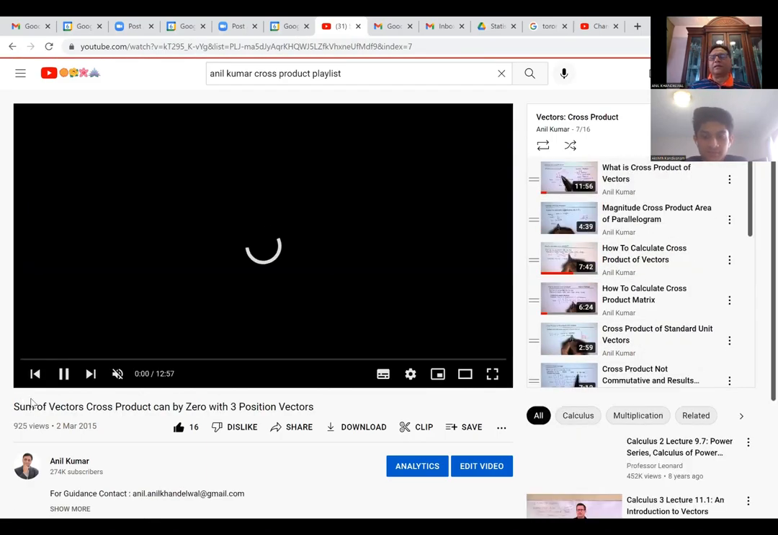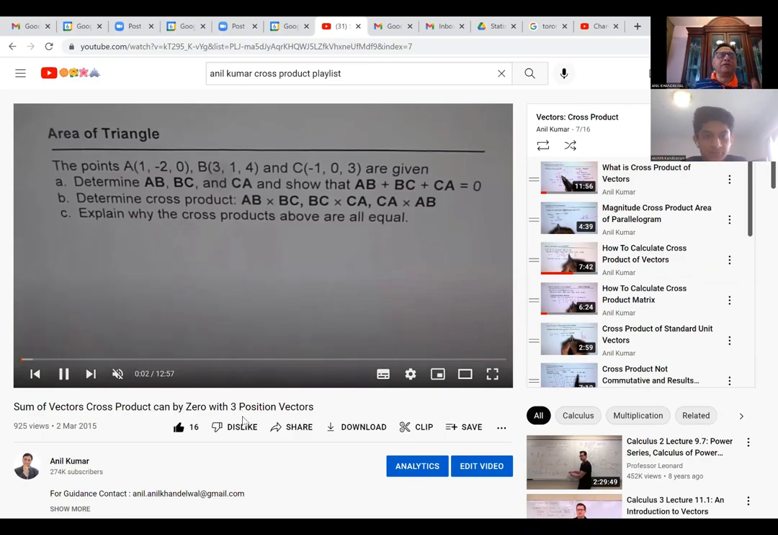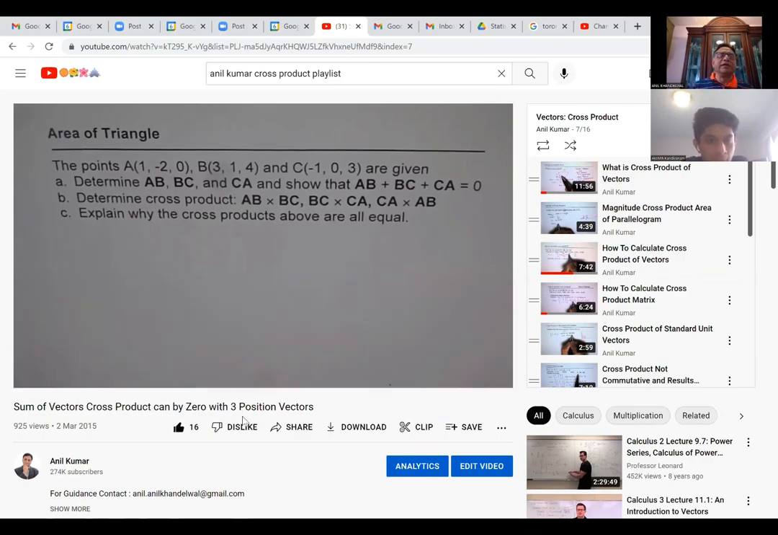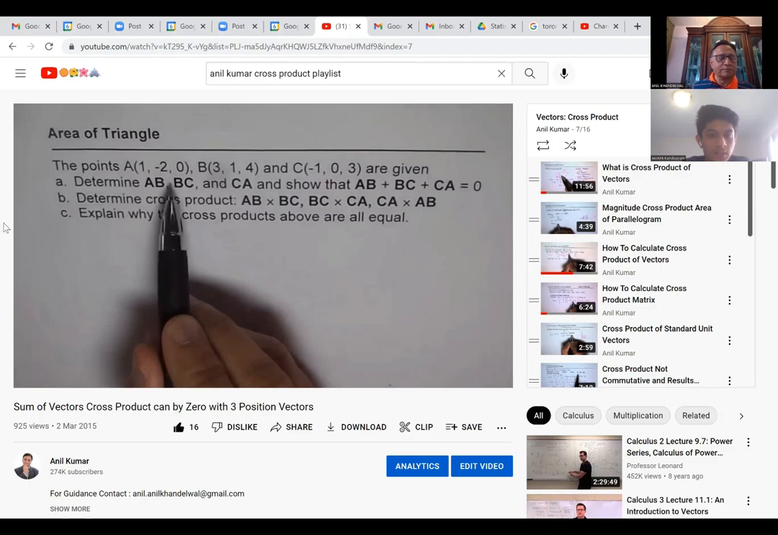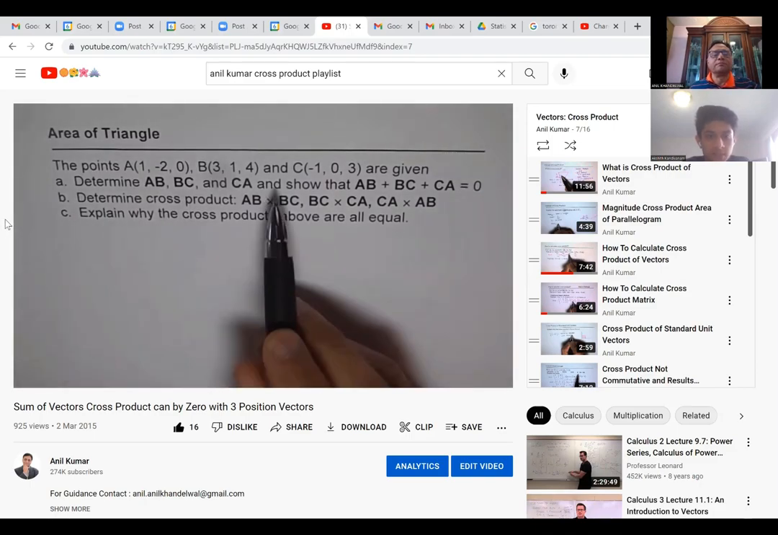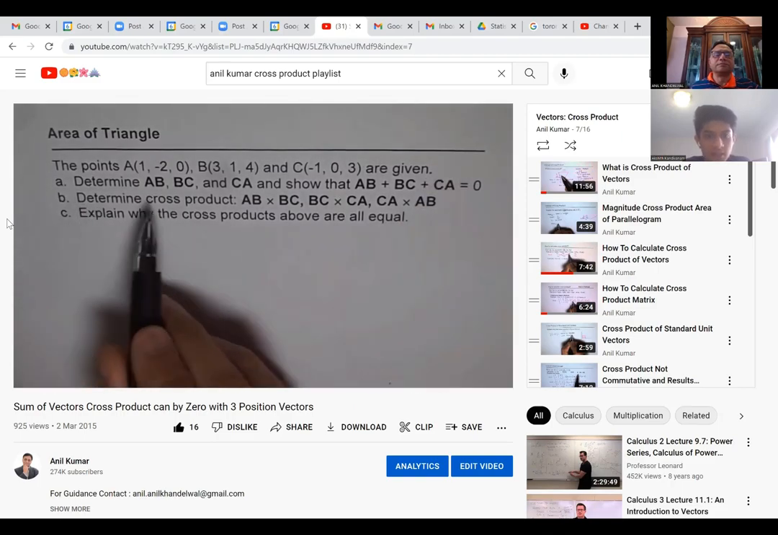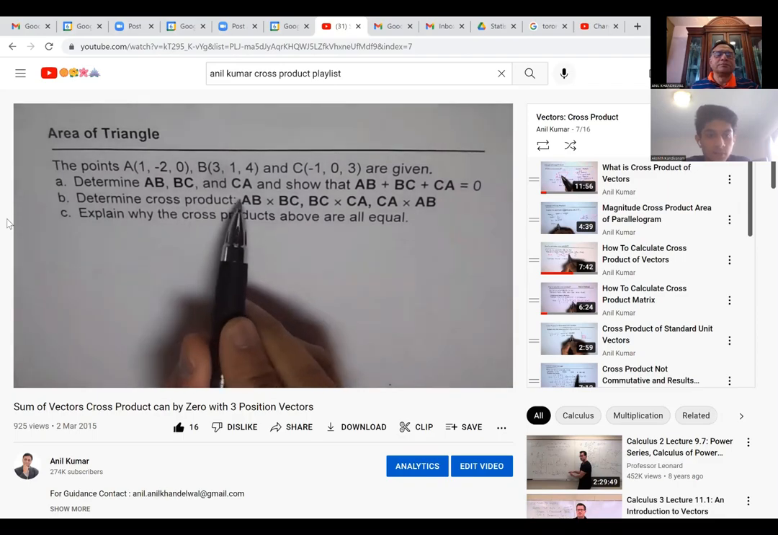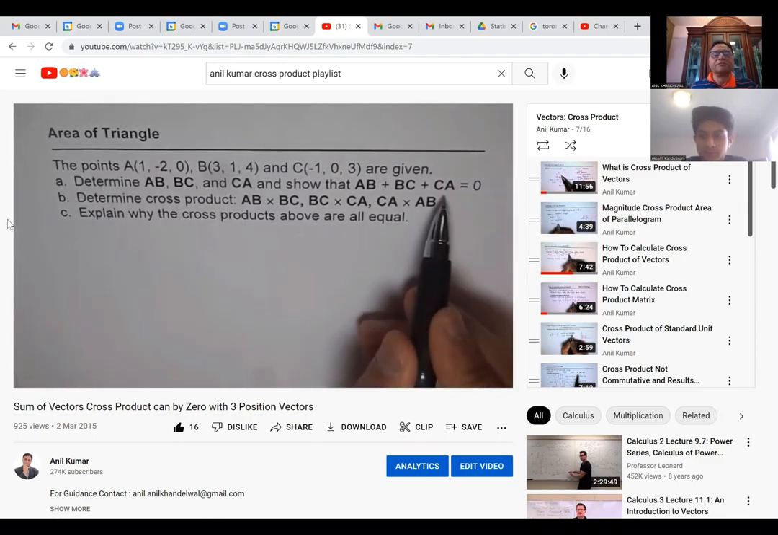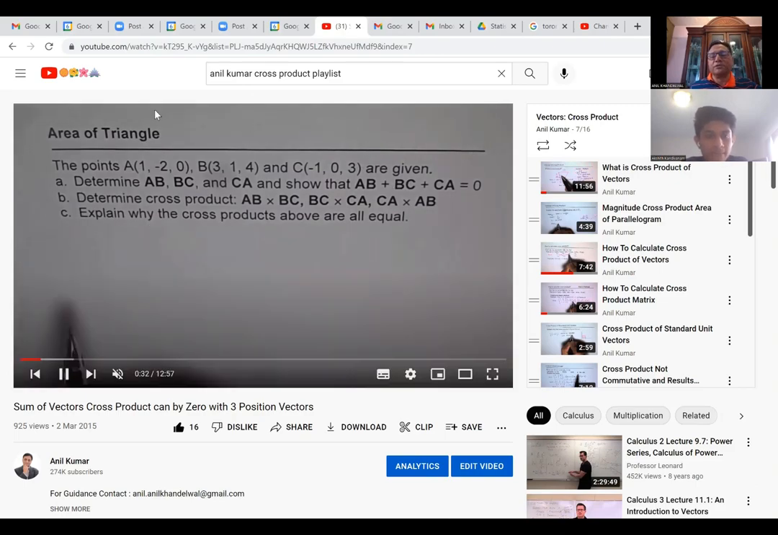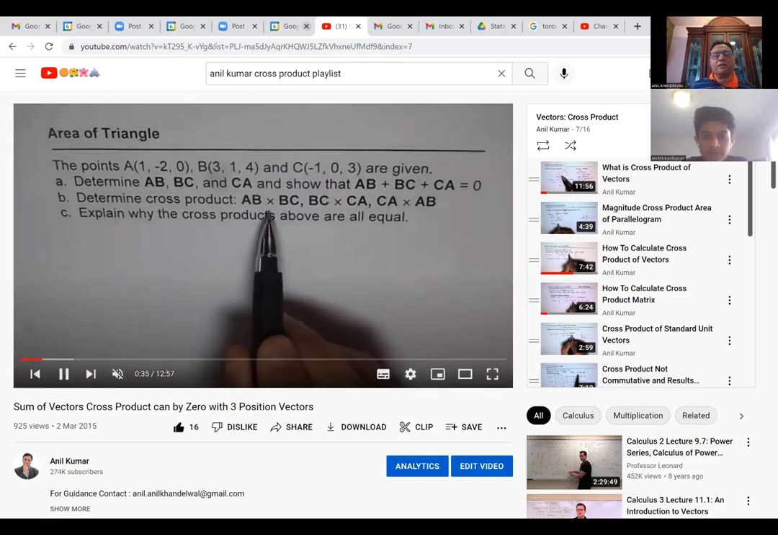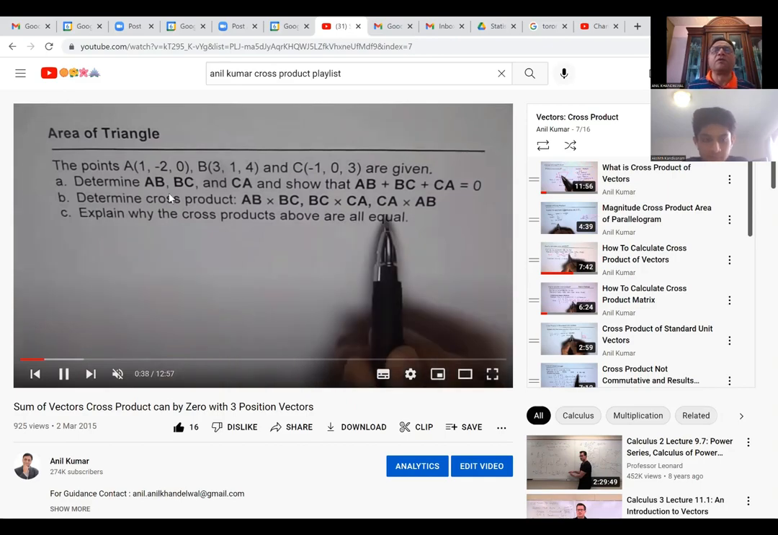So likewise, there are many examples in this playlist. 16 are there. And for example, can you read this question, please? Area of triangle. The points A 1 negative 2 0, B 3 1 4, and C minus 1 0 3 are given. Determine AB, BC, and CA, and show that AB plus BC plus CA is equal to 0. Determine the cross product AB times BC, BC times CA, CA times AB, and explain why the cross products above are all equal. So very interesting question, which you may like to go through from this particular video.